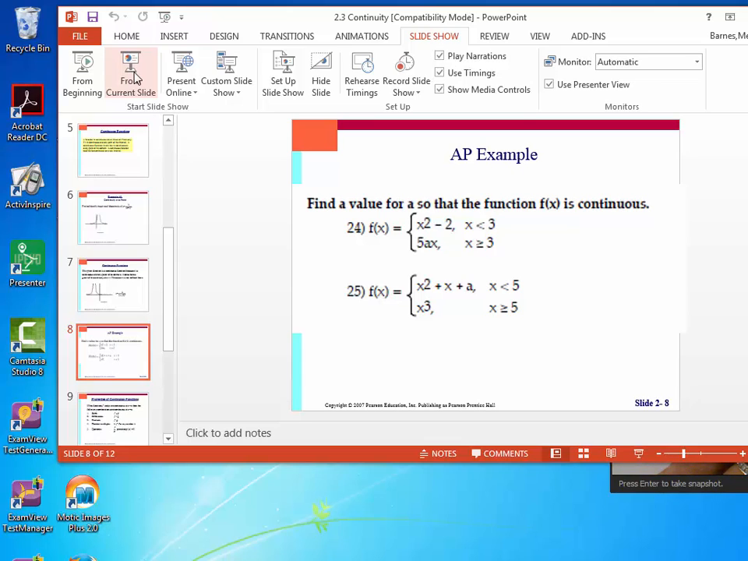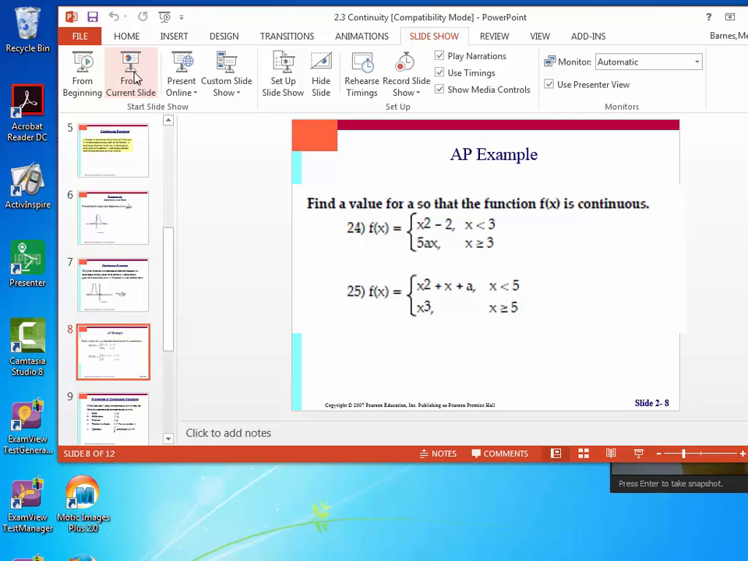The limit as x approaches 3 from the right, you get 15a again. Well, in order for this function to be continuous, these two things must be equal. So we're going to set them equal and solve for a. So 15a equals 7, and a equals 7/15. Okay?